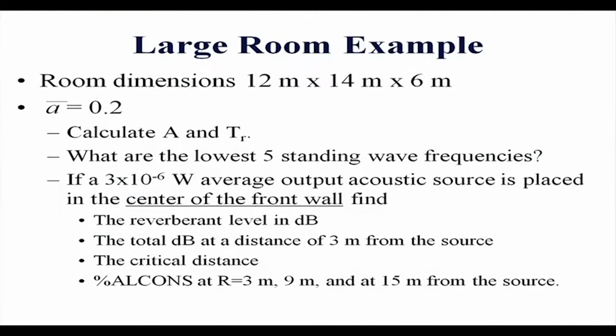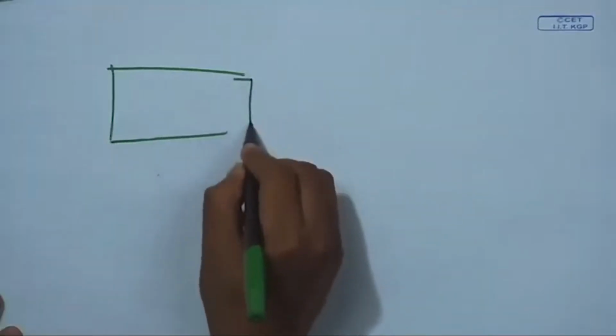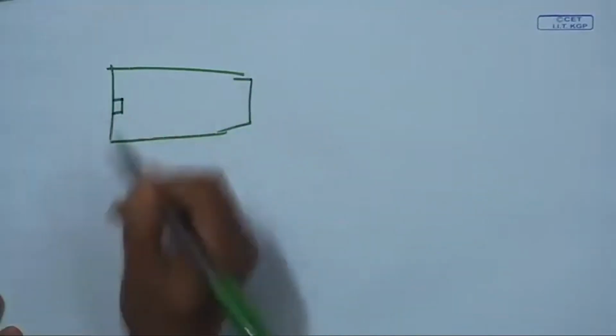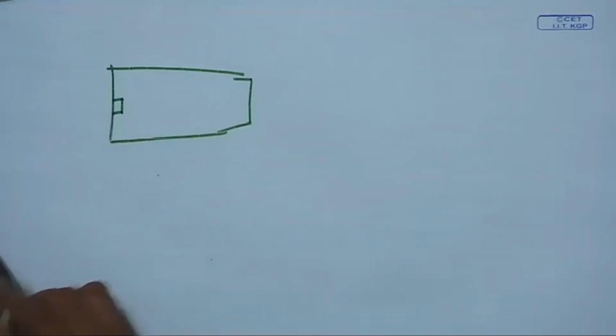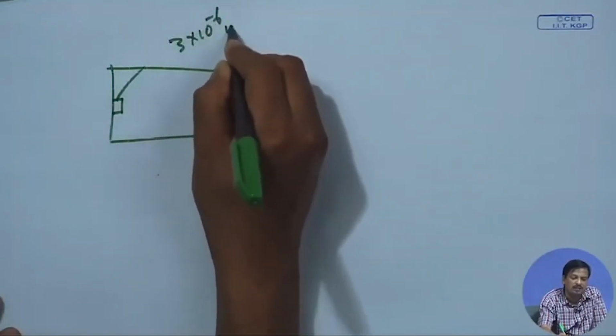Similarly, how to calculate if a 3 into 10 to the power minus 6 watt average output acoustic source is placed in the front center of the front wall, find the reverberation level in dB. So, center of the front wall, this is the room, I place a loudspeaker at the center of the front wall, whose wattage is 3 into 10 to the power minus 6 watt.